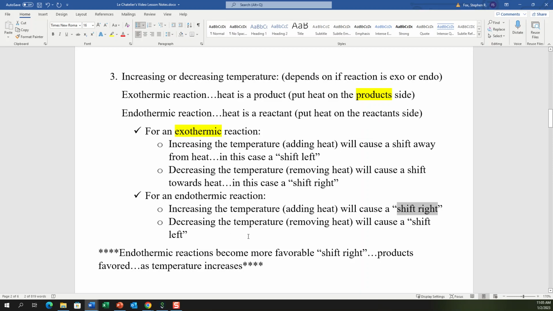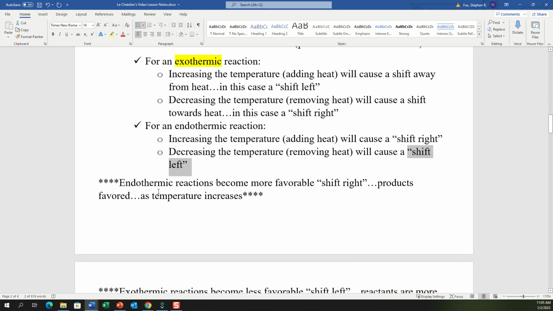If you decrease the temperature, you're removing heat. It's going to shift back towards where heat is. In this case, for endothermic reactions, heat is on the reactant side. So removing heat is going to cause it to shift towards the reactant, so it's going to shift left. So endothermic reactions are more favorable at high temperatures.